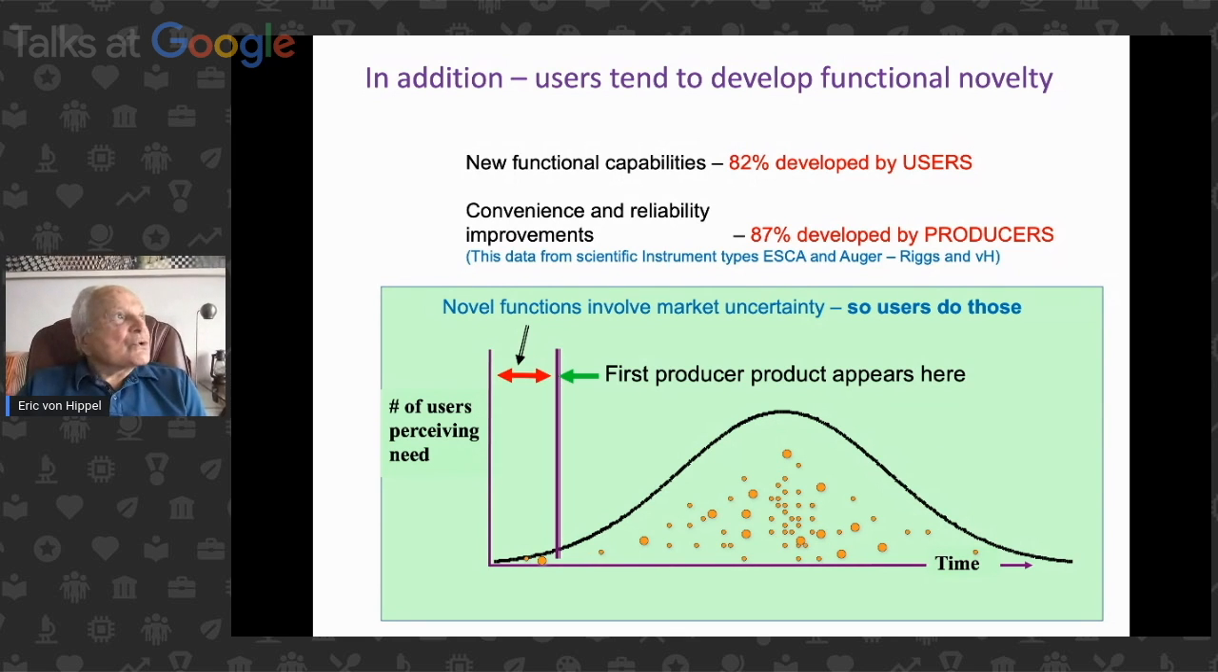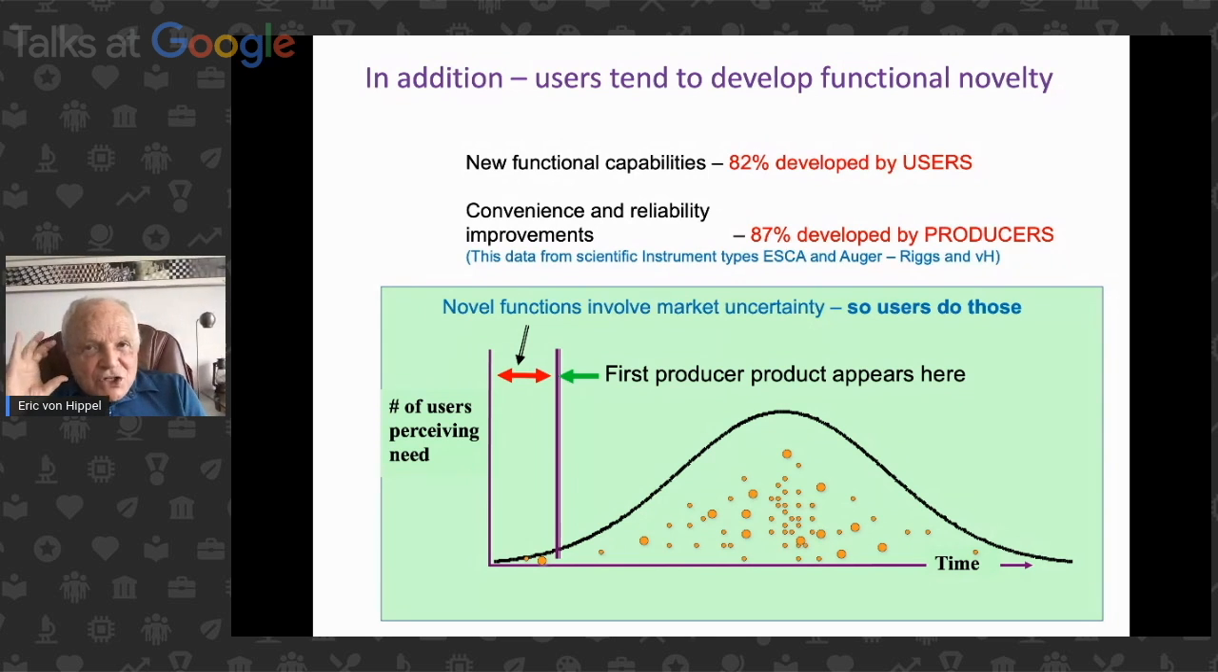In effect, what's going on here is that you have divided the job of innovation. New functional capabilities where markets uncertain are done by the users. Convenience and reliability improvements, once the market is established, is done by producers. They're the ones who make it more efficient, lower energy usage, et cetera, et cetera, et cetera.